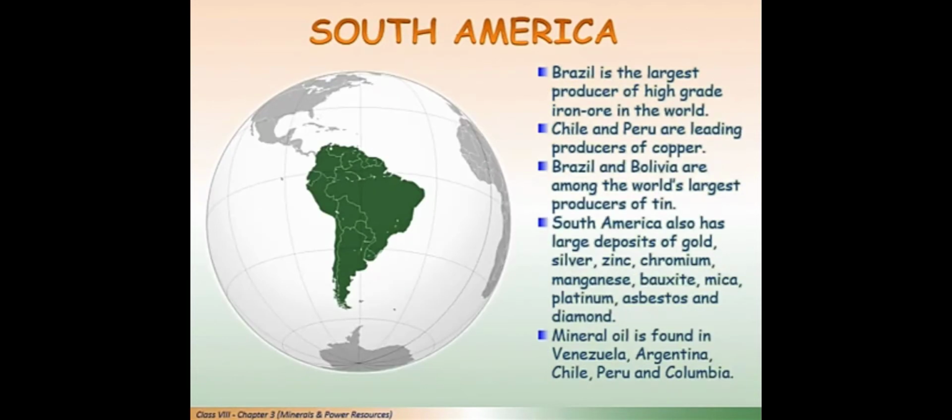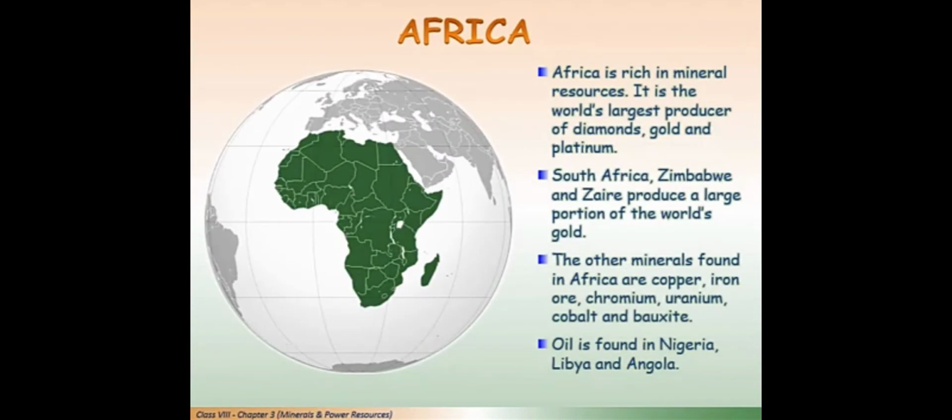High-grade iron, meaning high-quality iron, we will get from South America, particularly in Brazil. In Brazil only we will get high-grade iron ore. It is also a leading producer of copper. We will get the world's largest tin production also in Brazil and Bolivia. And we are getting silver, zinc, chromium, magnesium, etc. also in South America.